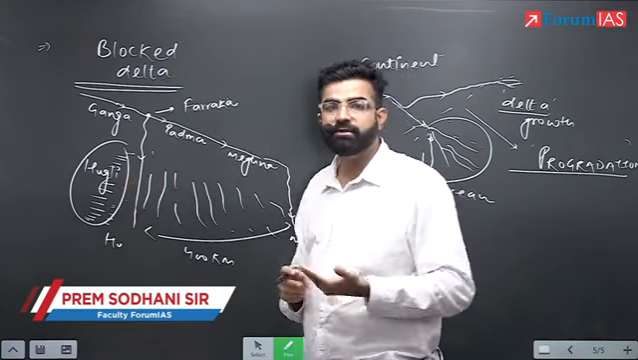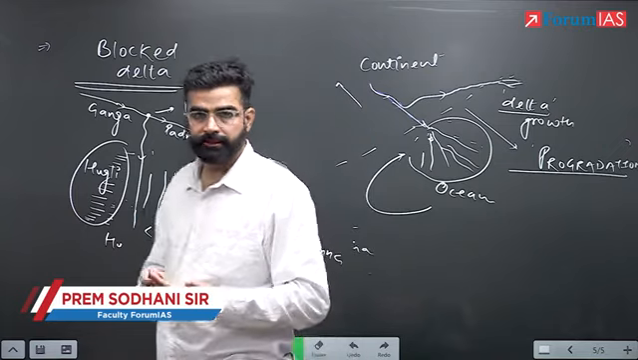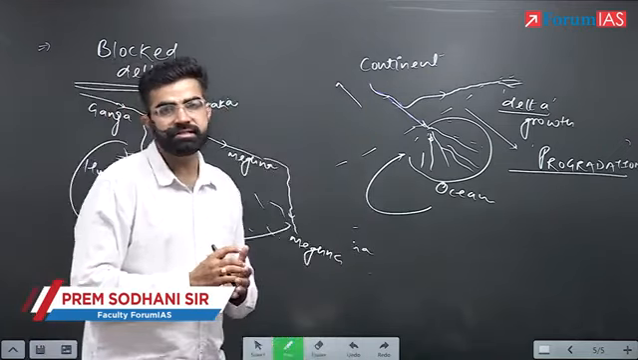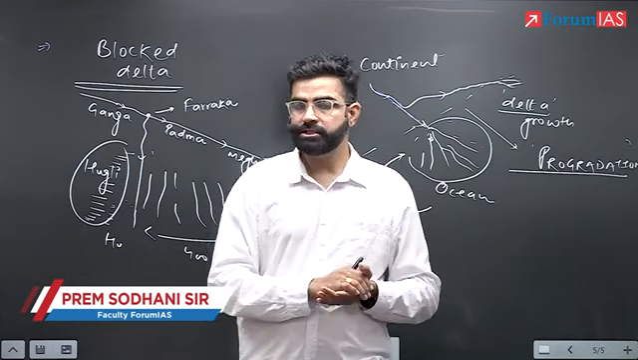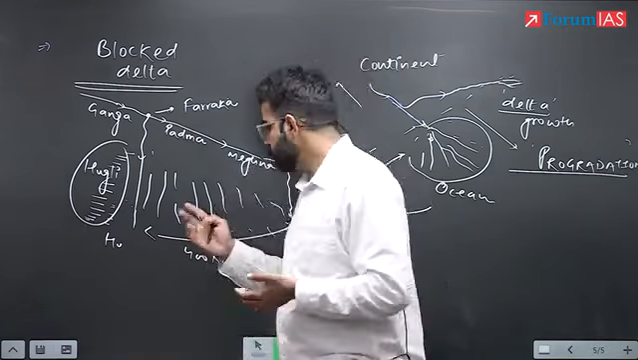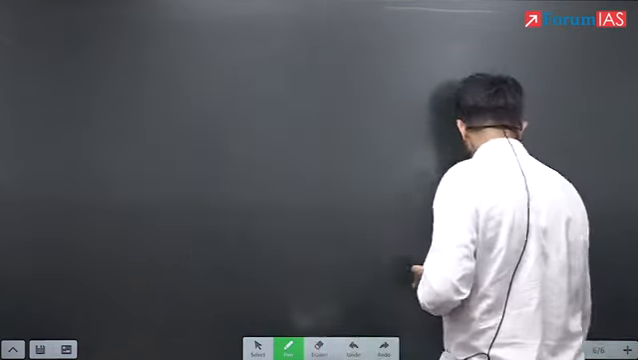Okay, so these are the various types of deltas that we have learned. The last part of this short lecture is what are the favorable conditions for delta formation. Now see here, one by one we will try to learn.